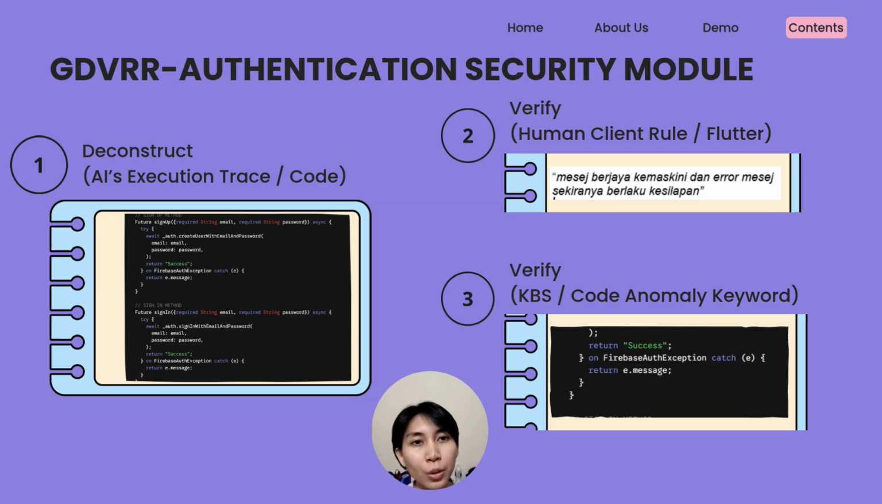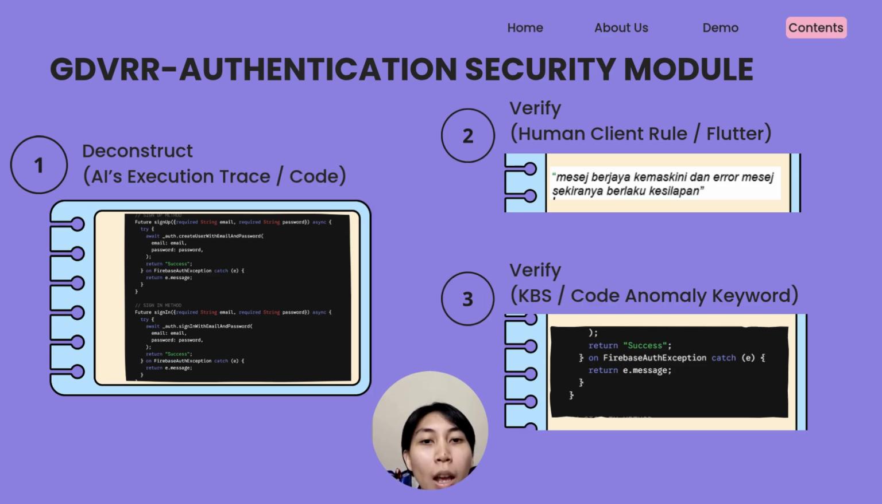Hi there. My name is Novlin, and I'm going to be the one to present the GDVRR audit for the authentication security module. Number one is the construct, where I asked AI, and I used Gemini. I asked it to create code, multiple code, for authentication. I asked it to create a sign in and sign up page, and then it created this.